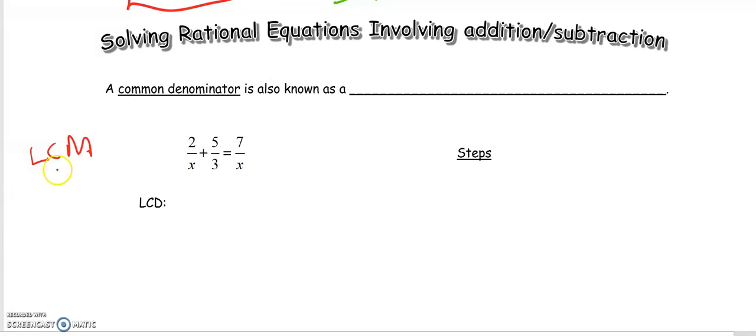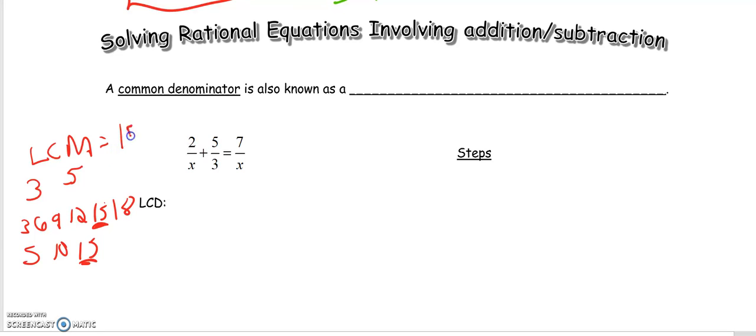So way back in Algebra 1 you learned about the LCMs, and if we said what's the LCM between 3 and 5? Well, multiples of 3 would be 3, 6, 9, 12, 15, 18. Multiples of 5 would be 5, 10, 15. What's the smallest one they have in common? They have a 15 in common. So the LCM would be 15. That's what we're referring to here as the LCM.